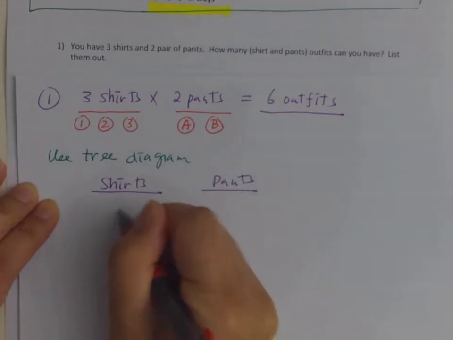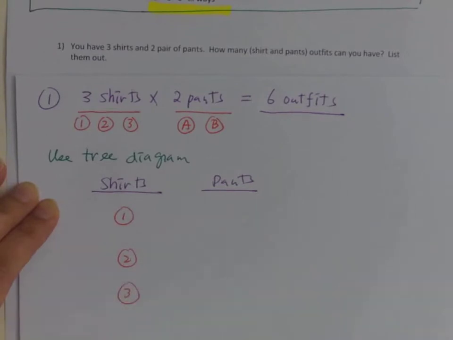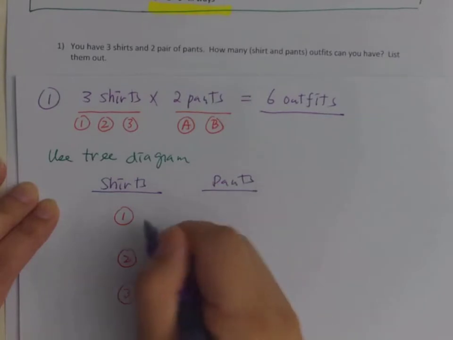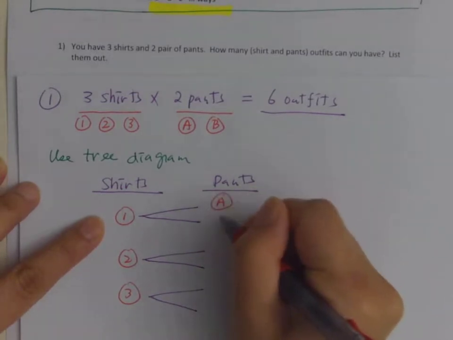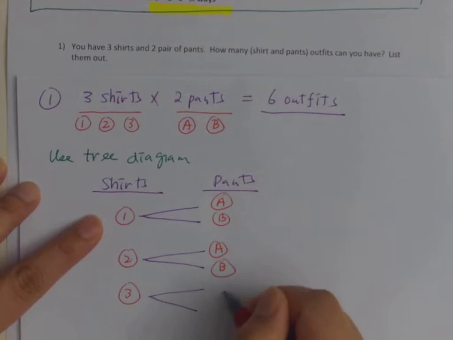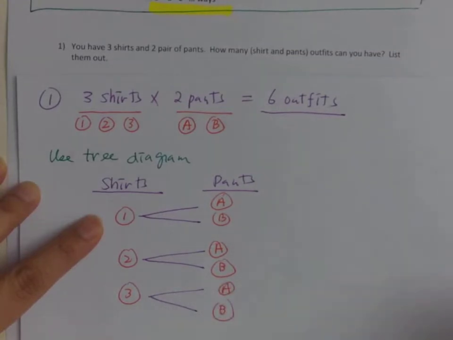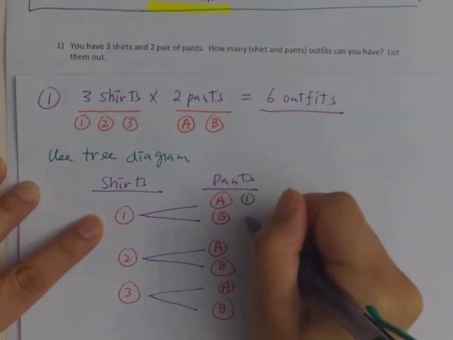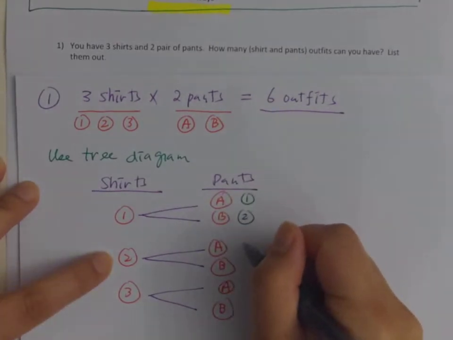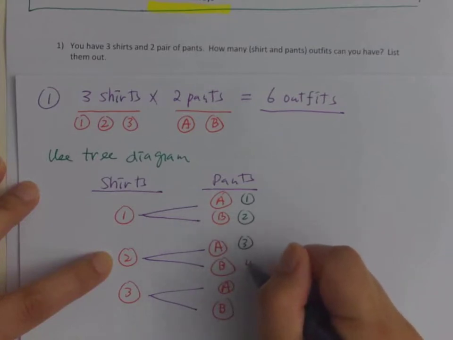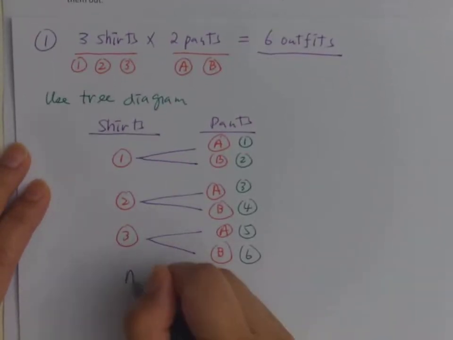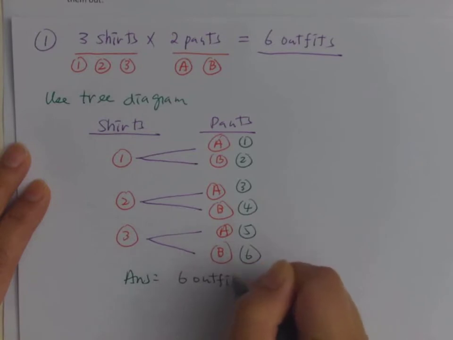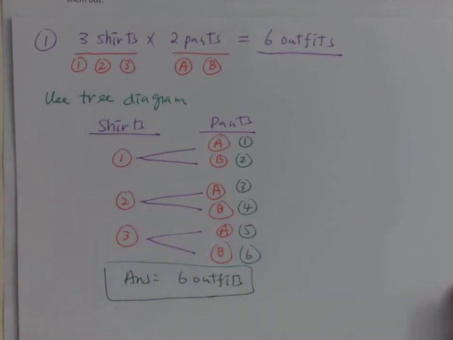For shirts, I have 3 of them, 1, 2, 3, and each shirt can pair with the 2 different pairs of pants: A, B, A, B, A, B. So I can have shirt 1 with pants A, shirt 1 with pants B, shirt 2 with pants A, shirt 2 with pants B, shirt 3 with pants A, and shirt 3 with pants B. In total I still have 6 outfits. Are we okay? This is one example.